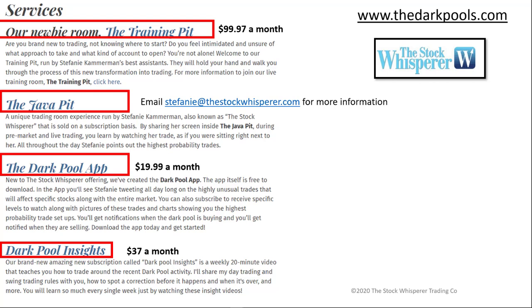Not everybody needs it, and you'll probably be in the training pit for just a couple of months. It should only take a couple of months, and then you've got everything down and you're ready to take it to the next level. Or you may realize maybe it's not for you. Look, not everybody's cut out to be a trader.